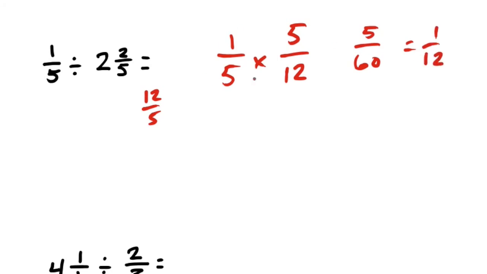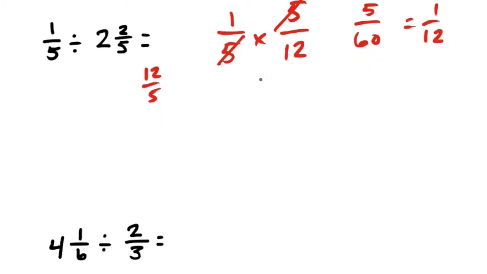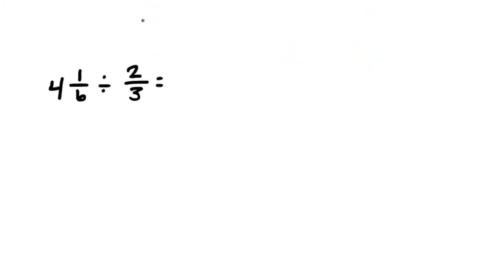But a cool way to do this is to cross simplify. So you have a 5 in the bottom and a 5 on top. You can cancel those out and just end up with 1 over 12. Either way, your answer is 1/12. On the last question, we have 4 and 1/6 divided by 2/3. That's going to be 25 over 6, right? 4 times 6 is 24, plus 1 is 25.